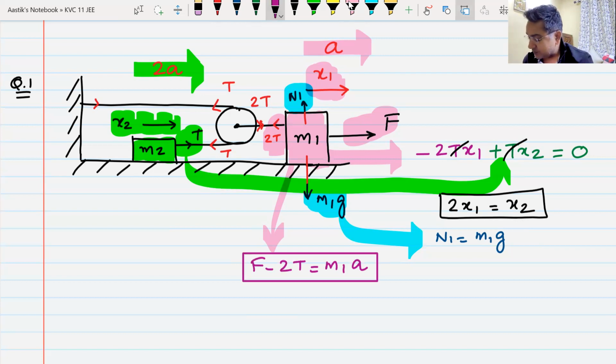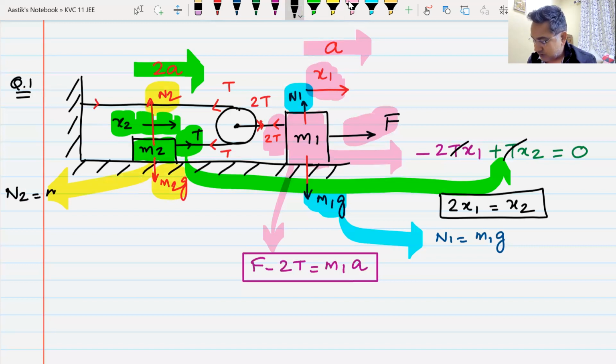Let us now move on to the next block. Oops, wrong color. I hate wrong colors. The weight of this block is m2g. The normal reaction is N2. I can write the yellow equation, which is of no use right now, but it will be of use sometime afterwards. So N2 will be equal to m2g. We understand this? It is not going to move up and down like this.